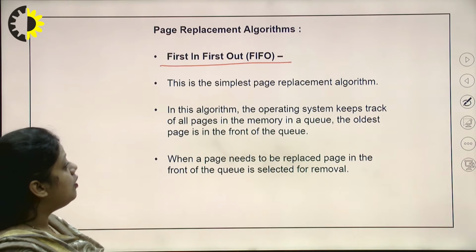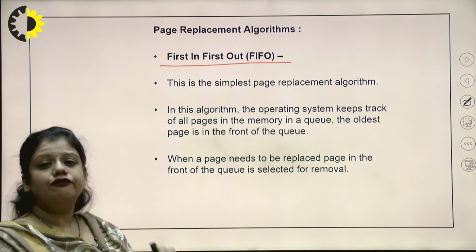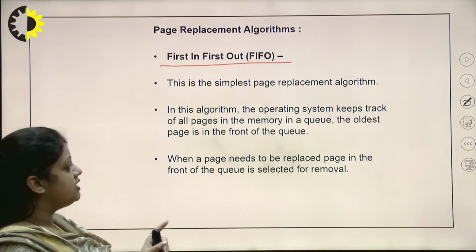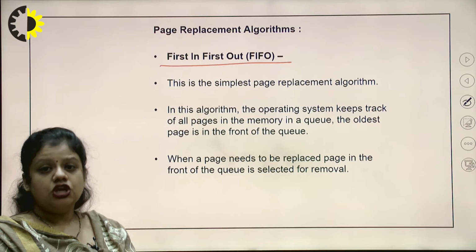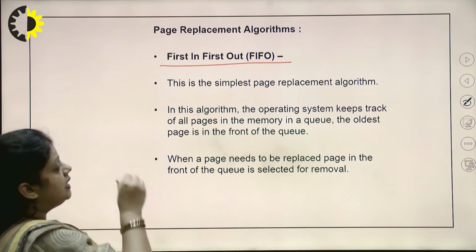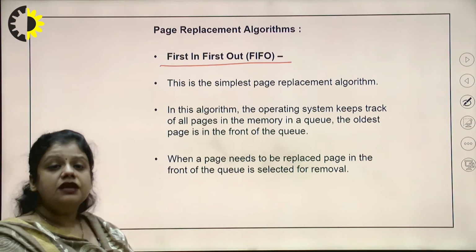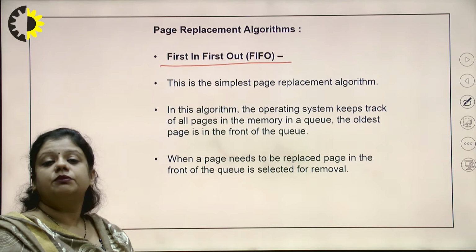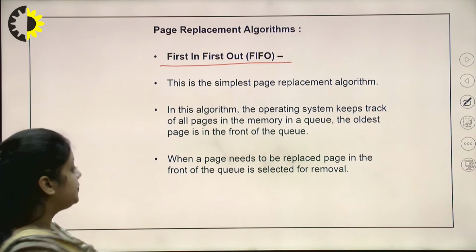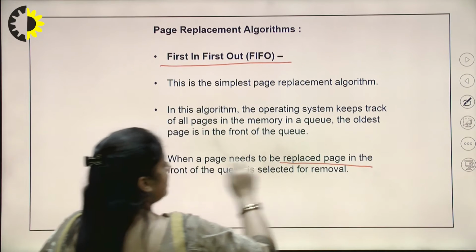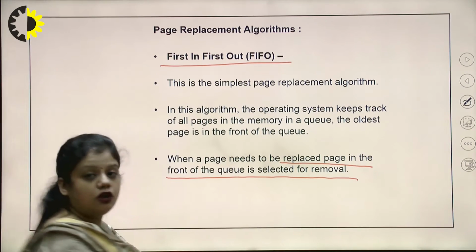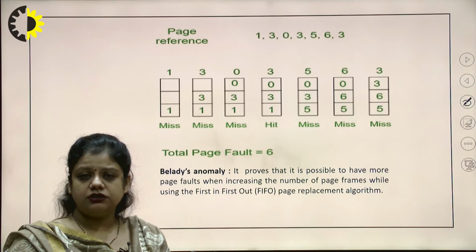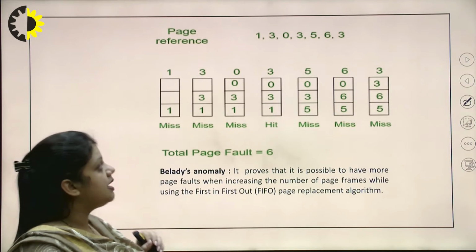In this, the operating system keeps track of all the pages in memory in a queue. The oldest page is at the front of the queue. So, the page that is oldest will be replaced. That is, the page that entered first in the queue will be the first one to be replaced. When a page needs to be replaced, the page at the front of the queue is selected for removal. Let us understand this first in, first out page replacement algorithm with an example.